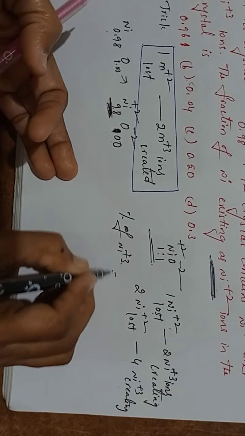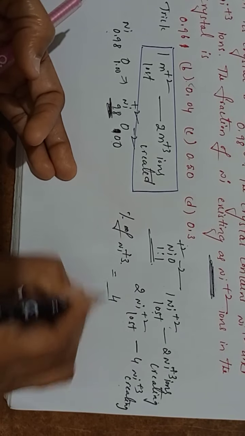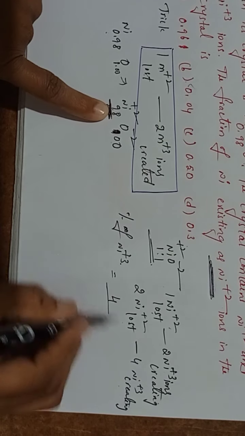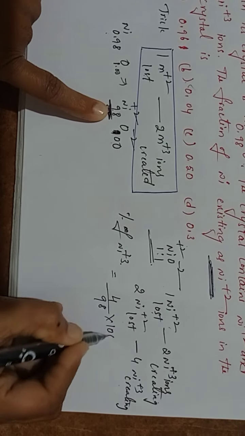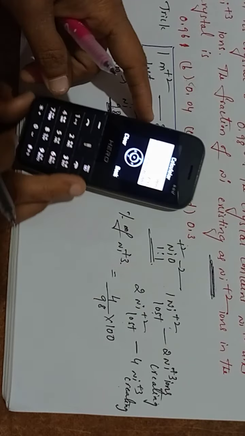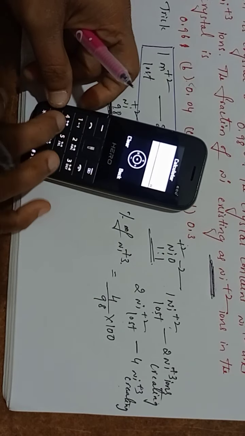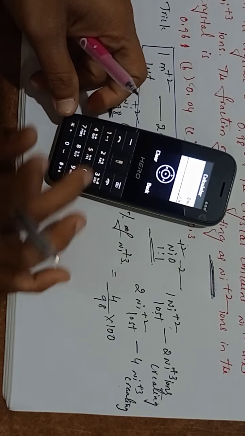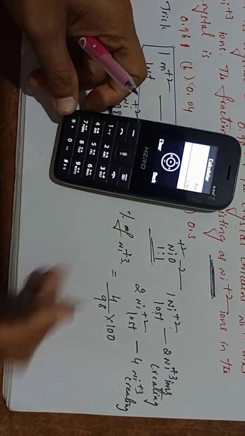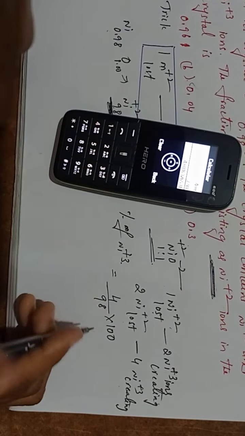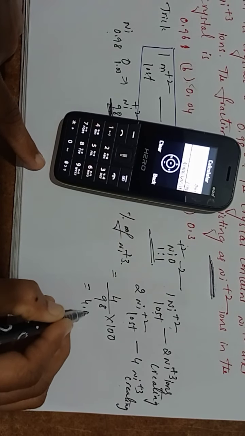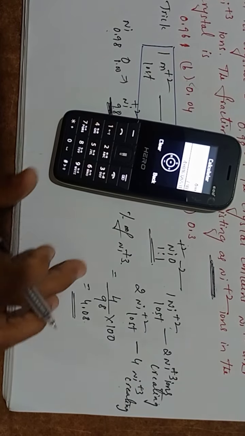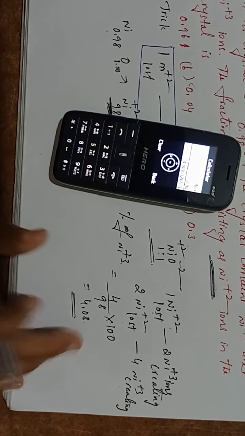See here, Ni+3. How many ions created? 4 created, Ni+3. But how much is given in the question? Ni+2 total 98 into 100. How much, students? 400 divided by 98, correct? So 400 by 98, how much, students? 4.08. Clear? 4.08 came. Clear this one? So this is the percentage of Ni+3, students.